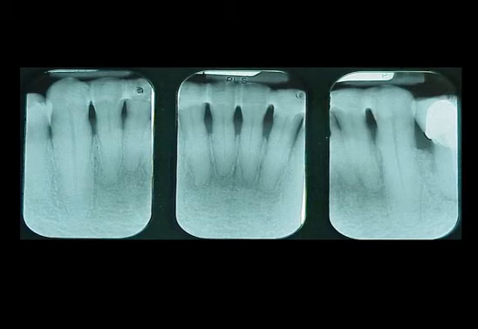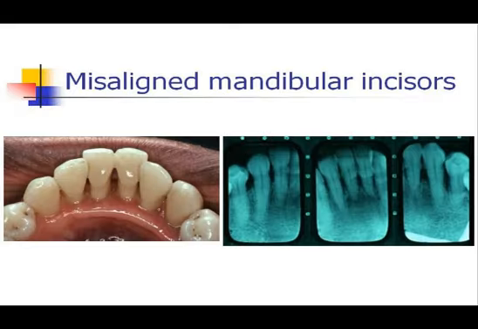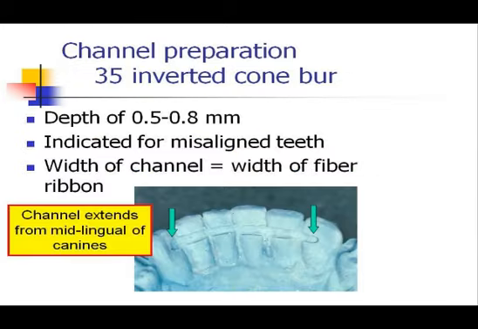In fact, the reinforcement of the composite occurs because the fiber itself increases the volume of filler. We know fillers reinforce composites. And we've created a laminated structure. When the teeth are misaligned, we sometimes need to place channels in the teeth for mandibular splints on the lingual. The channels allow us to place the fiber more easily, better adapted to the teeth. For this misaligned case, we went in and created a channel using a 35 inverted cone burr to a depth of 1/2 to 0.8 of a millimeter.